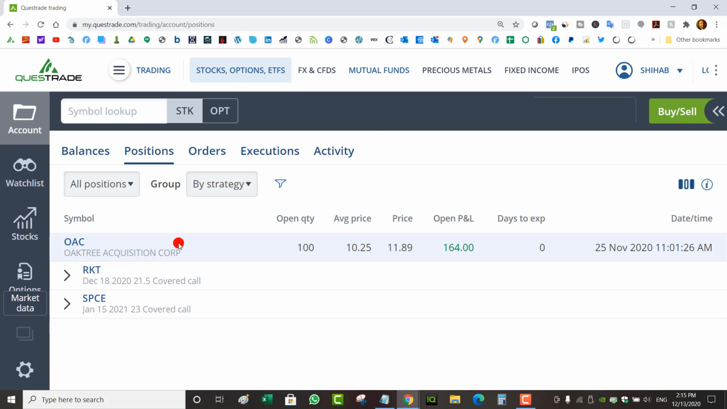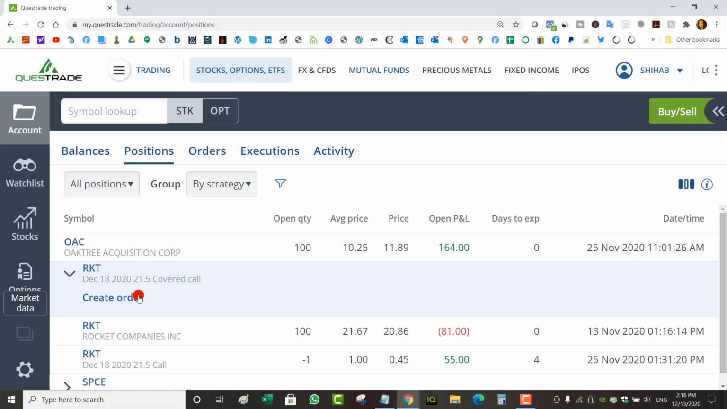So in my RSP, I've got one SPAC here, Oak Tree Acquisition. This one is expected to merge with Hims & Hers. Up $164. I only bought 100 shares. I put in $1,000 worth. And then I've got two covered calls. I've got Rocket and Virgin Galactic. Basically, just trying to collect premiums from selling at-the-money calls.